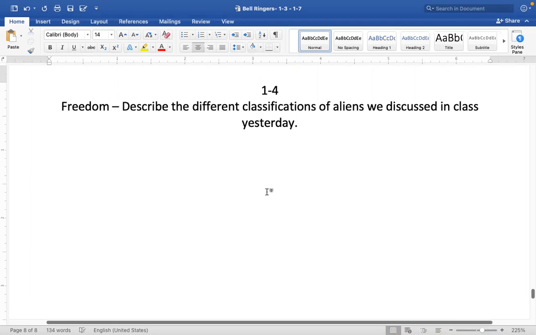All right, so the classifications we went over yesterday is a resident alien, so someone that lives in the country that has not gained citizenship. Okay, so resident alien, they have the proper authorization to live in the country, but they're not yet a citizen.